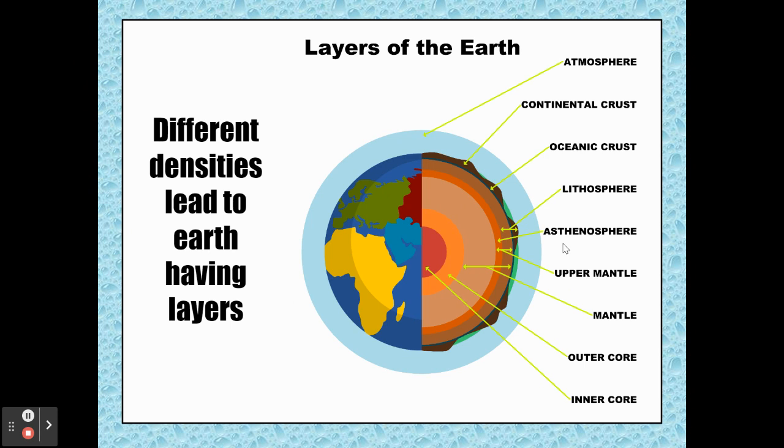So here are the different layers of the earth, right? They're broken up into different layers. The most common layers that we know are the crust, the mantle, the outer core and inner core. And the mantle can be divided also into the upper mantle and lower mantle and things like that.